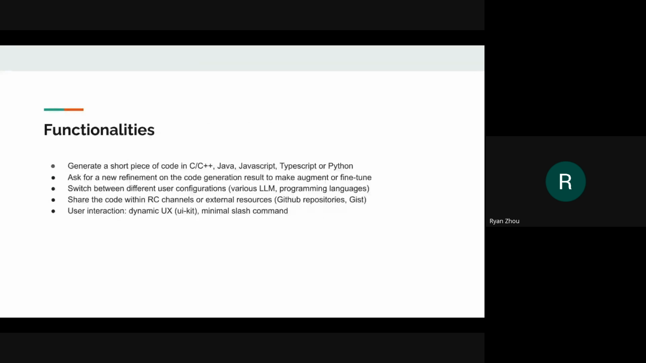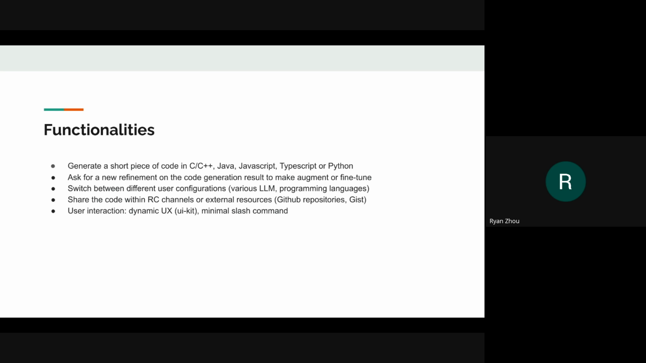For this app, we developed 5 functionalities. First, users can generate a short piece of code in C, C++, Java, JavaScript, TypeScript, or Python. And we can ask for a refinement on the code generation result to make an augmentation or fine-tune. The users can switch between different user configurations, for example, choosing from various programming languages. And they can also share the code within the Rocket.Chat channel or to resources like a GitHub repository or gist.